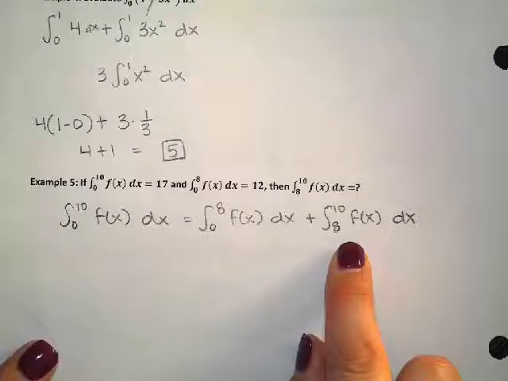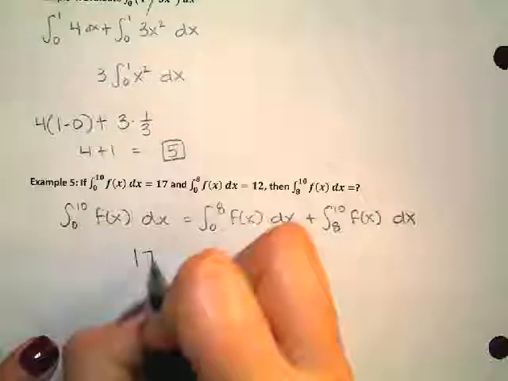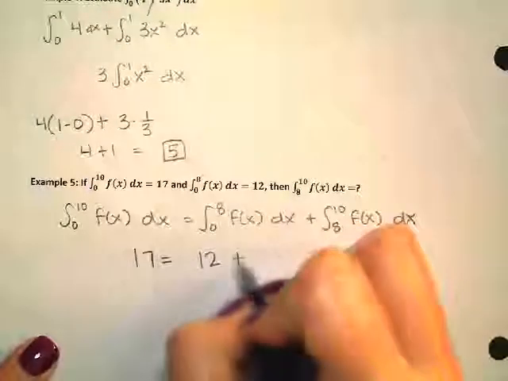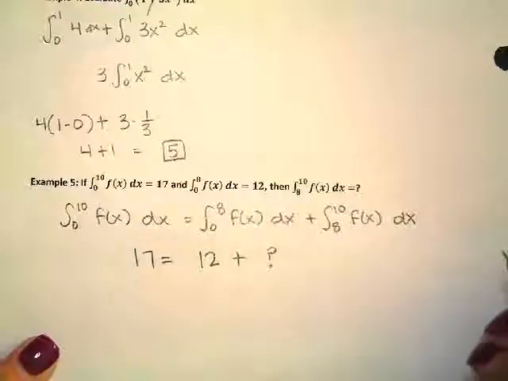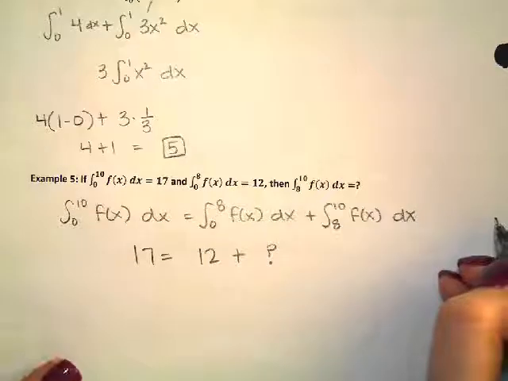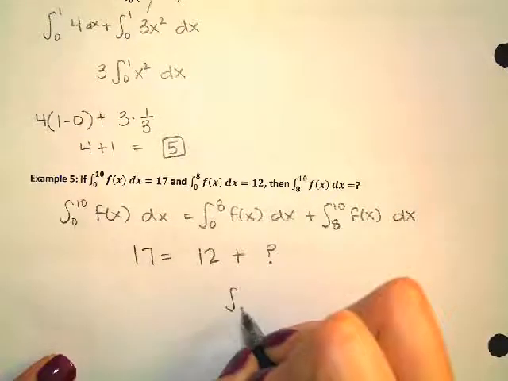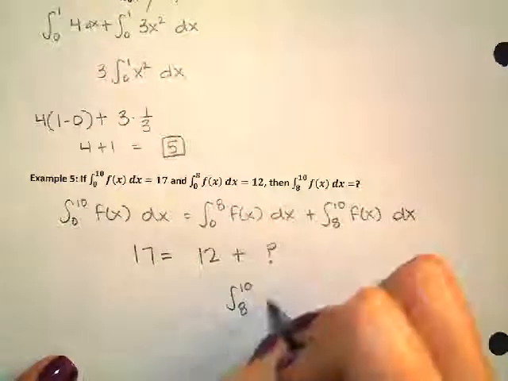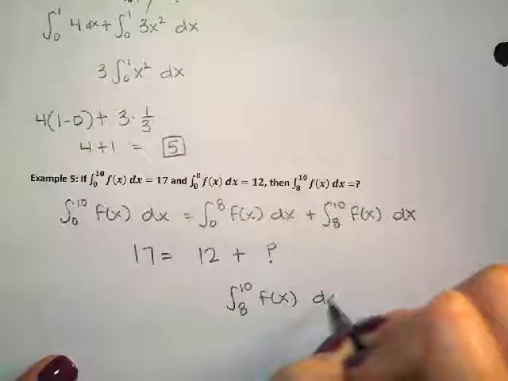And then if we just think in terms of numbers, we have an area of 17 equals an area of 12 plus an area of question mark. And then what's our question mark? 5. And so then we can say, oh yeah, it's obvious the area from 8 to 10 should equal 5.